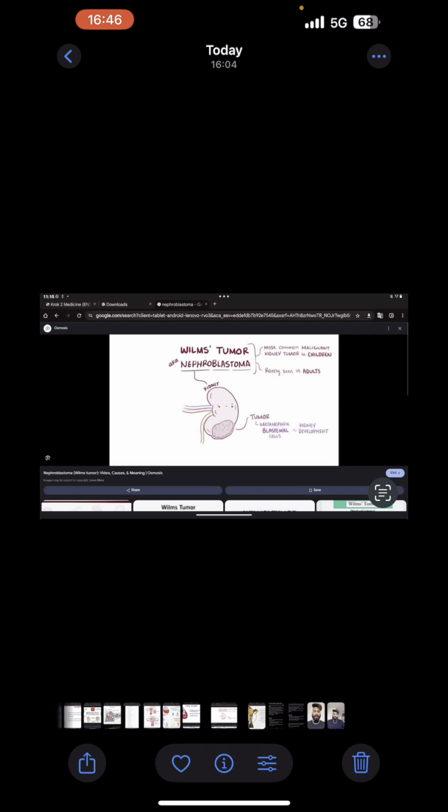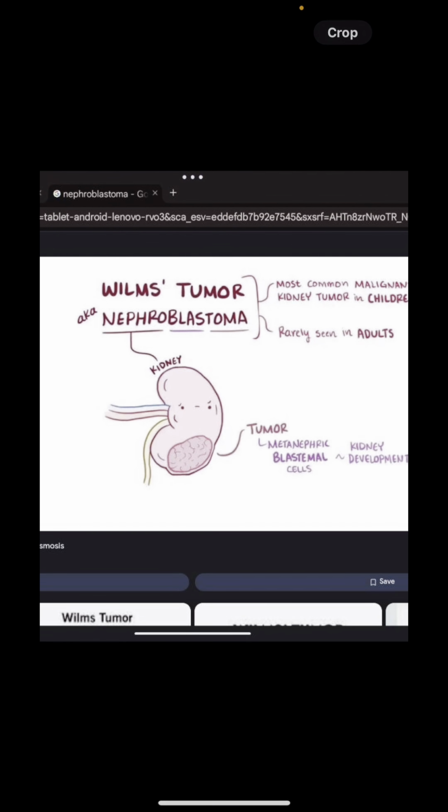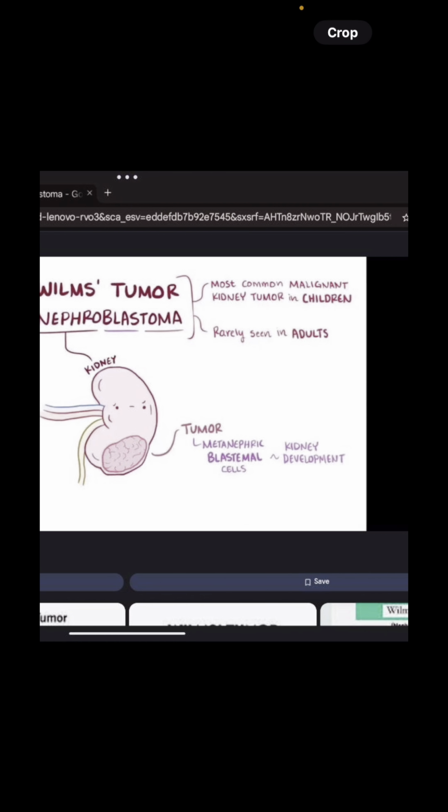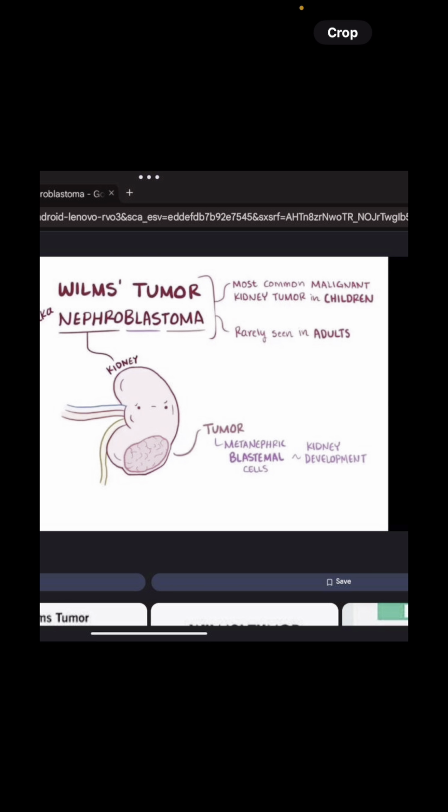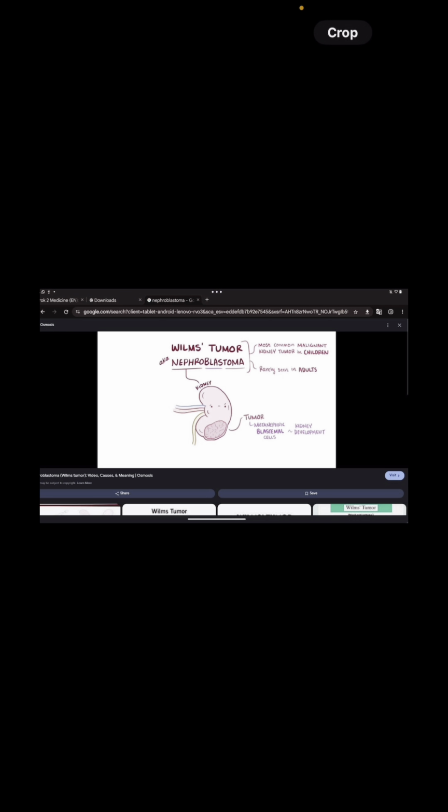Next is Wilms tumor. Wilms tumor is also known as nephroblastoma. It is the most common malignant kidney tumor in children, which occurs in the age group under 5 years old. So there is a question in the KROK which will say positive ballottement sign. So we want to mark the Wilms tumor as an answer.